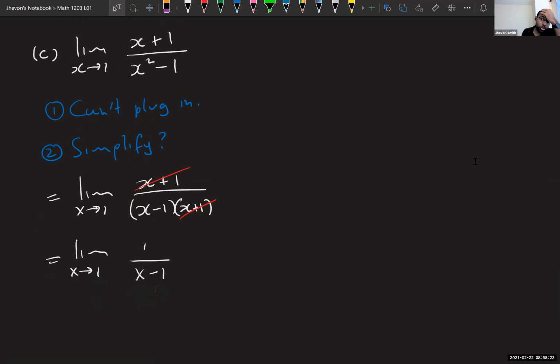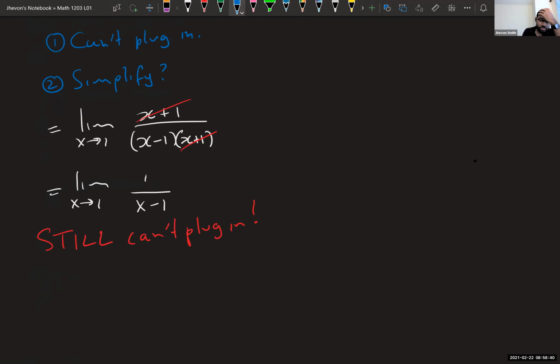But now, we did simplify, but still can't plug in, right? Now what? Is that the third step? What's the third step? Graph? Well, almost. The third step was special technique, but I didn't tell you any yet. So special technique, but Jhevon hasn't told us any yet.